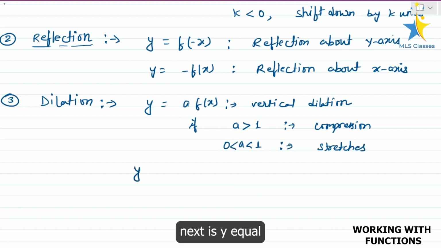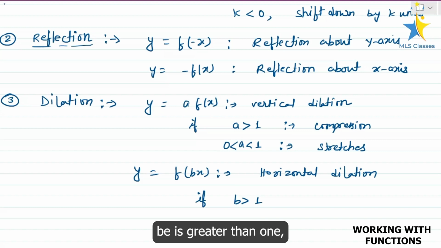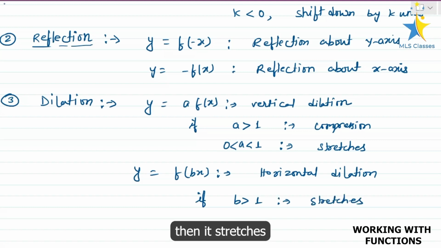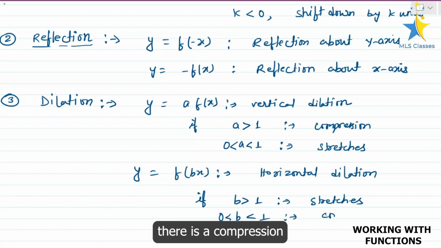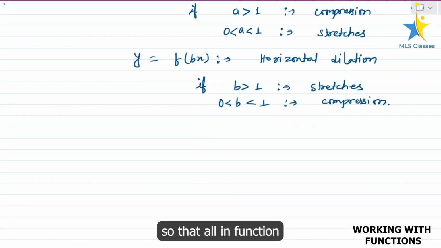Next is y equal to f of bx, which is horizontal dilation. In this one, if b is greater than 1, then it compresses. If b is between 0 and 1, then there is a stretch. So that's all in functions.